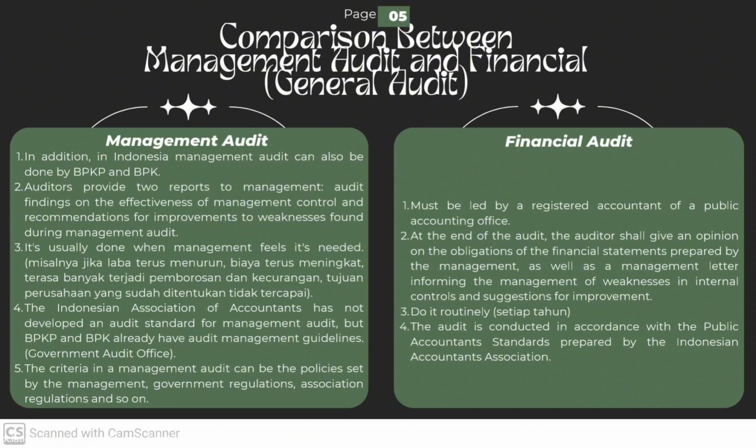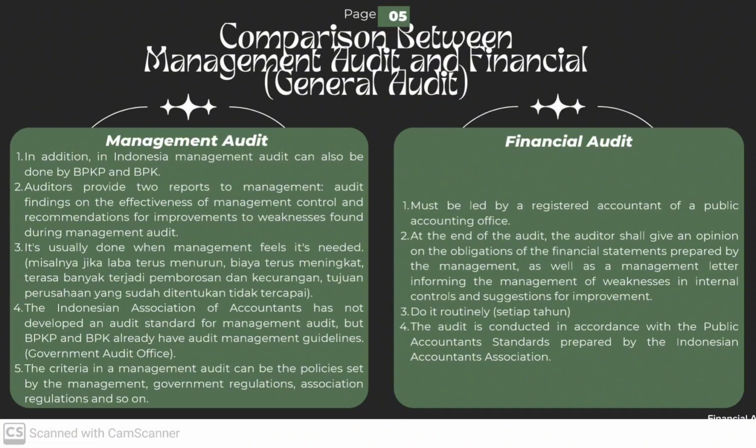4. The Indonesian Association of Accountants has not developed an audit standard for management audit, but BPAK and BPAK already have audit management guidelines. Government Audit Office. 5. The criteria in a management audit can be the policies set by the management, government regulations, association regulations, and so on.